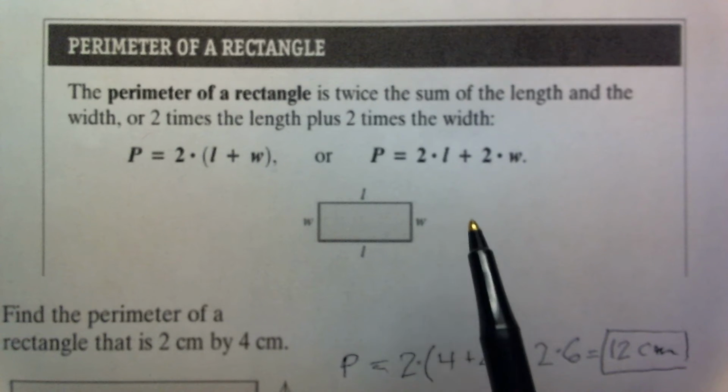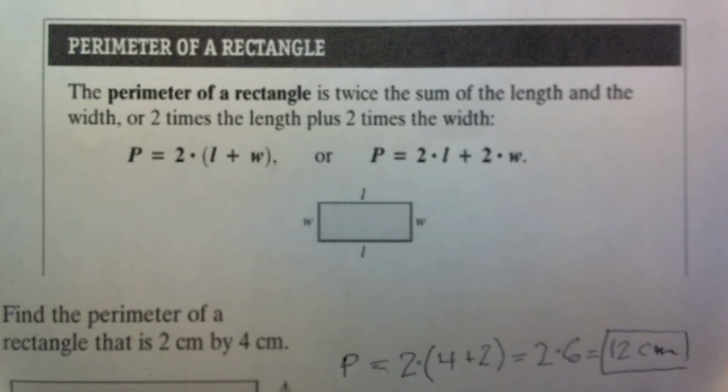If we use the other method, P equals 2 times the length, 2 times 4, plus 2 times the width, 2 times 2, which is equal to 8 plus 4, which of course is also 12 centimeters.